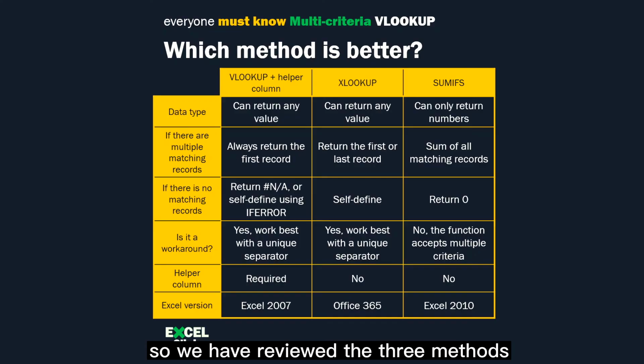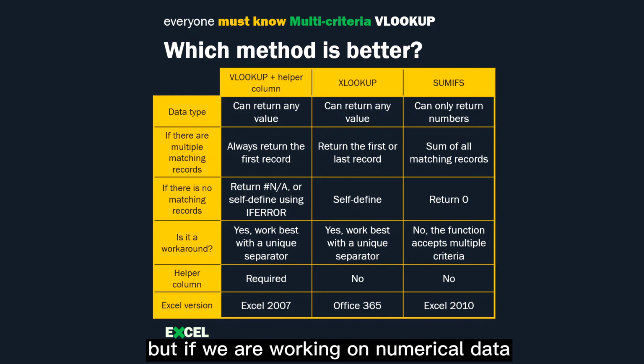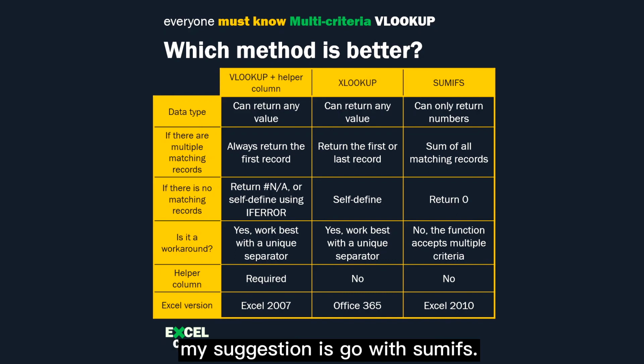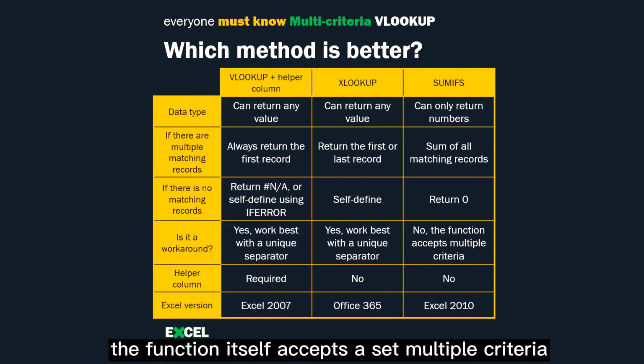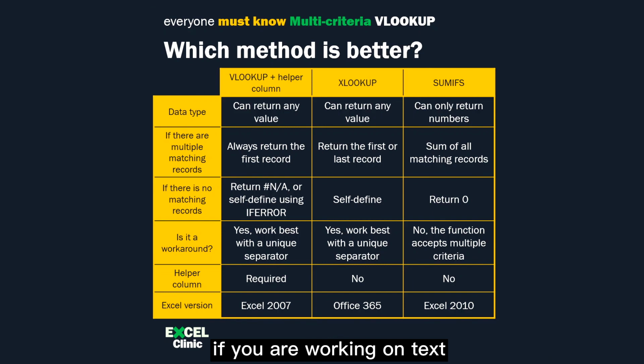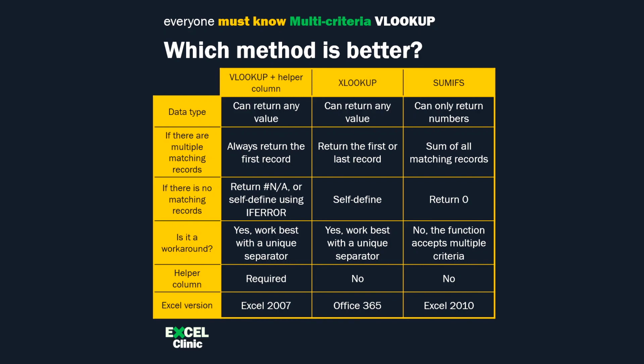So we have reviewed the three methods. Which one is better? There is no one clear winner, but if you are working on numerical data, my suggestion is go with sumifs. It is not a workaround. The function itself accepts multiple criteria. If you are working on text, xlookup will be a better solution, unless you are using an older version of Excel. Then you have to use VLOOKUP plus a helper column.